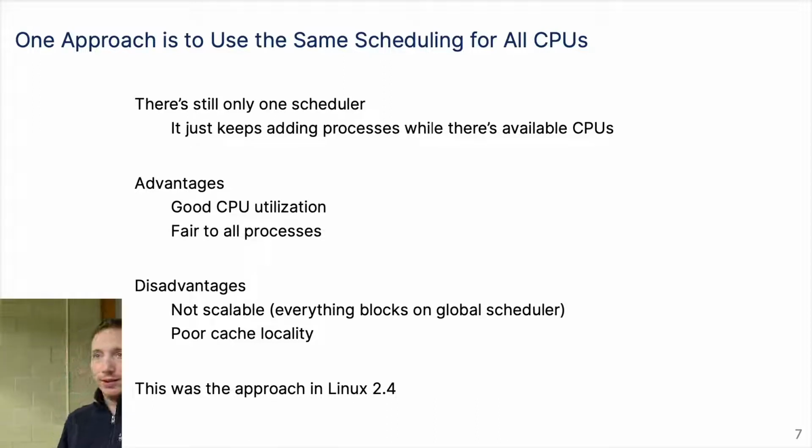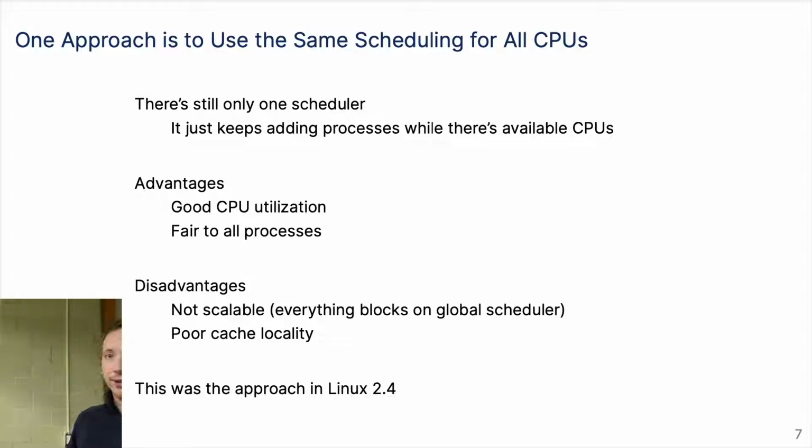So if you do this and just do round robin or something and just chuck processes on CPUs as they're available, well, you get good CPU utilization because you're just feeding all the CPUs any running processes they can, and it's pretty fair to all processes. You could just use round robin between them.